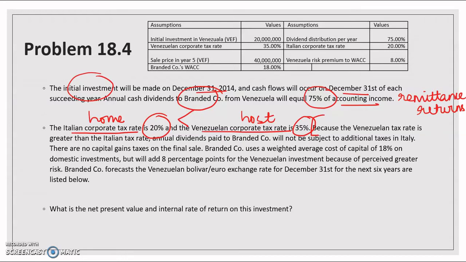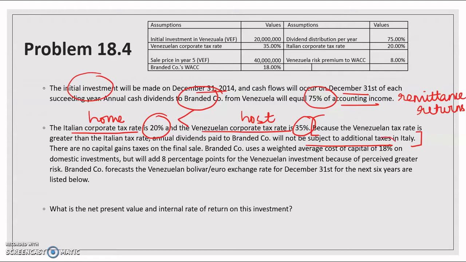The annual dividends paid to the parent entity will not be subject to any additional taxes. Because in the foreign market or the host market, you're already paying a much higher percentage. The Italian government recognizes that differential and they will not charge any additional taxes on your foreign remittance.